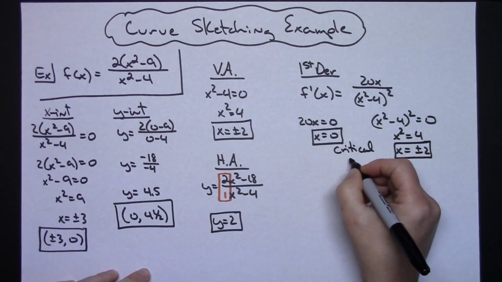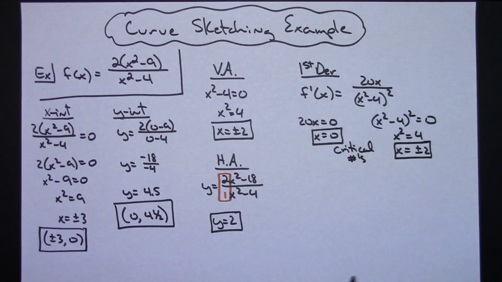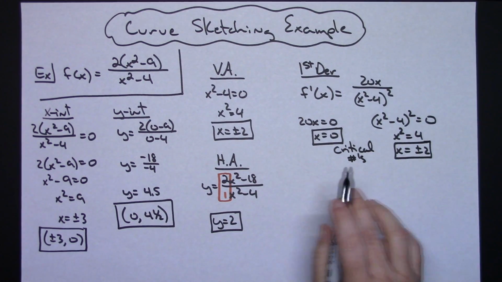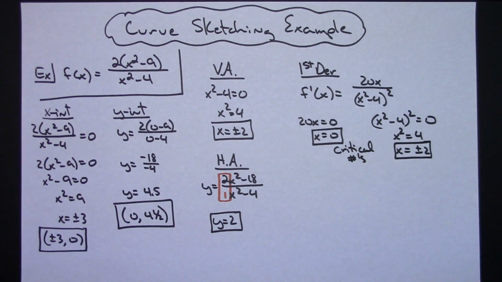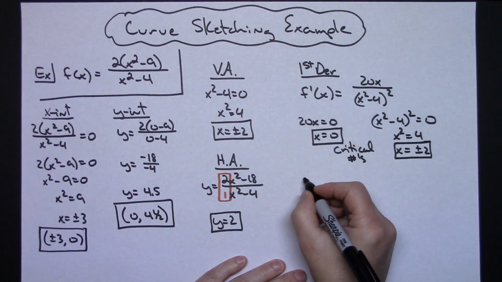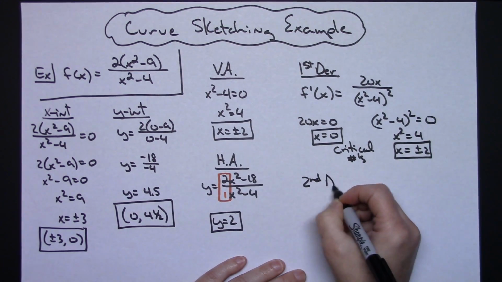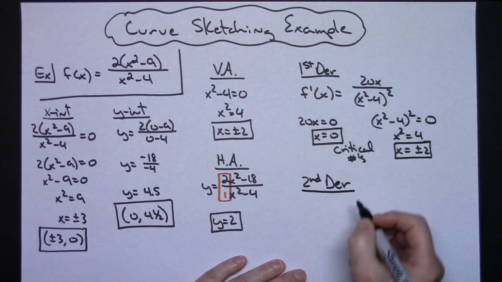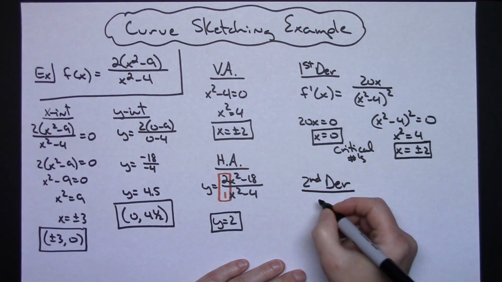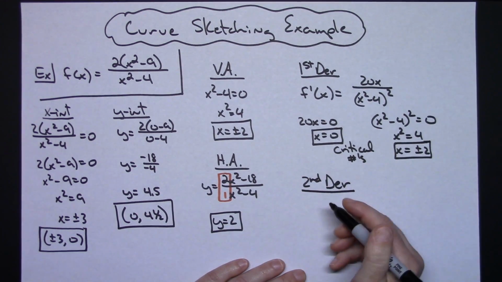We've got some critical numbers right there. And so on my number line, when I get to that point, we're going to put plus or minus 2 and 0 on that number line. All right, we do actually go ahead then and calculate that second derivative because we're going to need that in our number line to help us with the concavity.